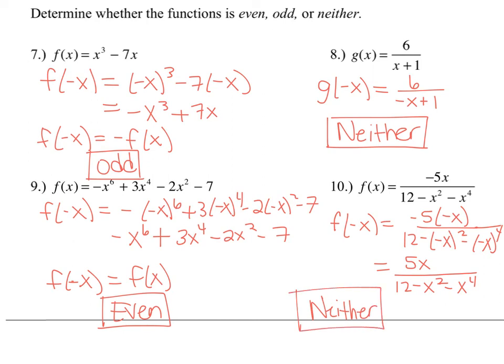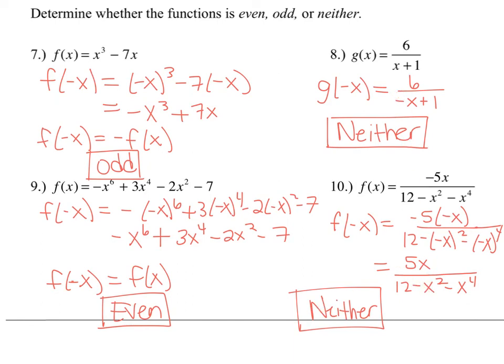So it's neither. Remember, to be odd, literally everything has to flip. In this case there were only two terms, and both of them flipped. To be even, everything has to stay the same. If only some things change, then it's neither.